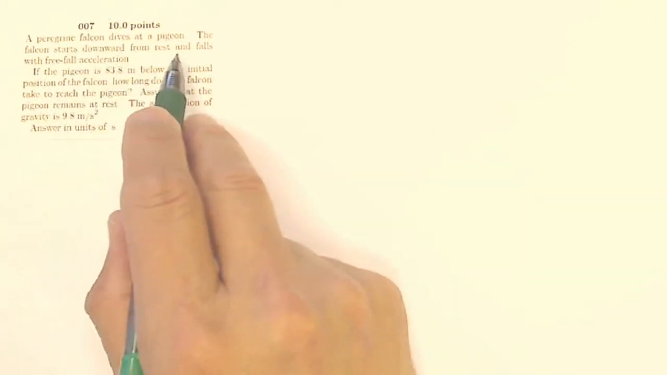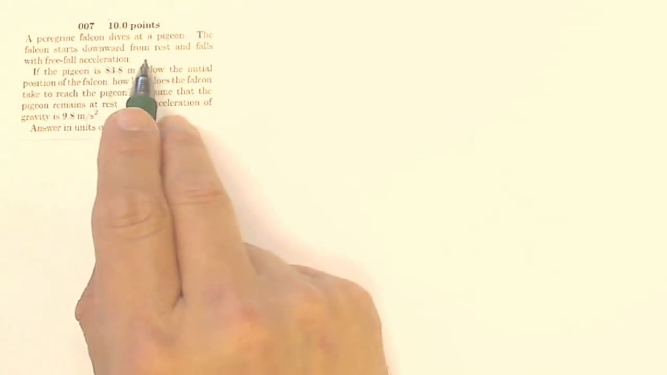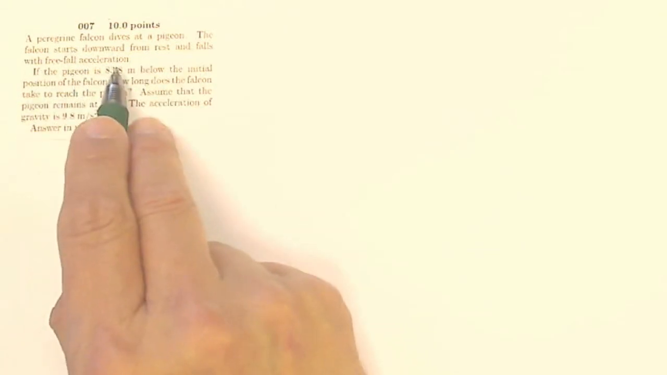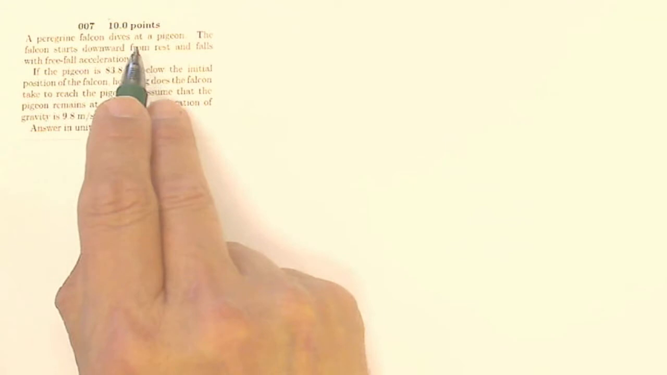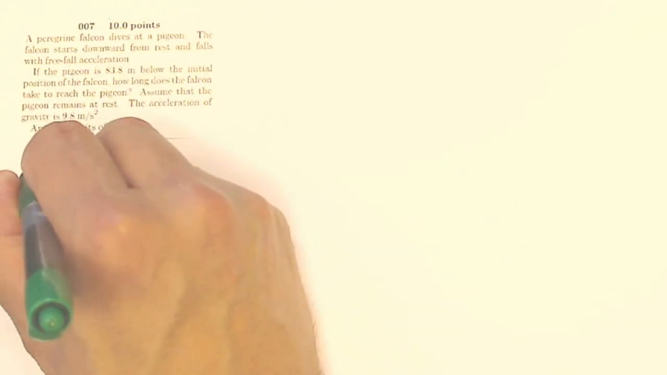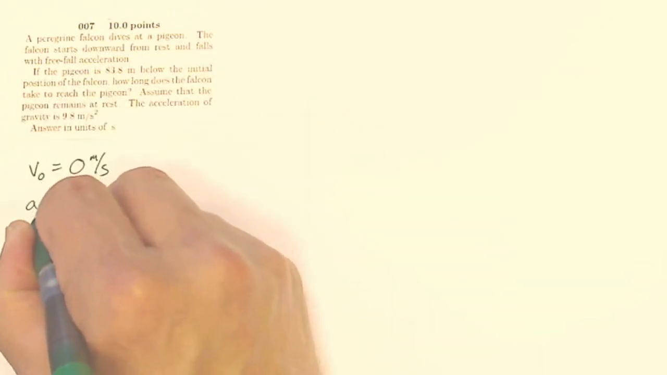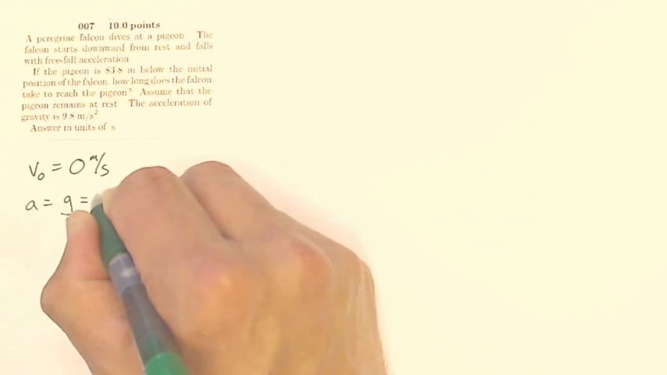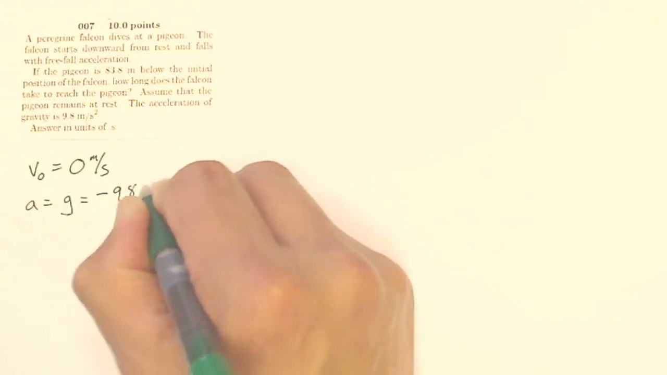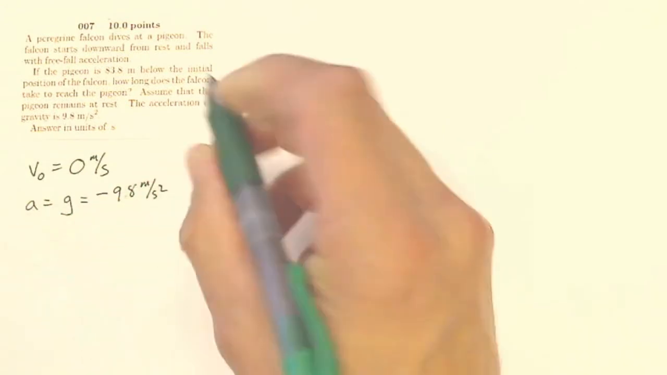It says, a peregrine falcon dives at a pigeon. The falcon starts downward from rest and falls with free fall acceleration. So already I've got some variables. Downward from rest, I know that my initial velocity is 0, and falls with free fall acceleration. So my acceleration, the acceleration of gravity, is negative 9.8 meters per second squared.